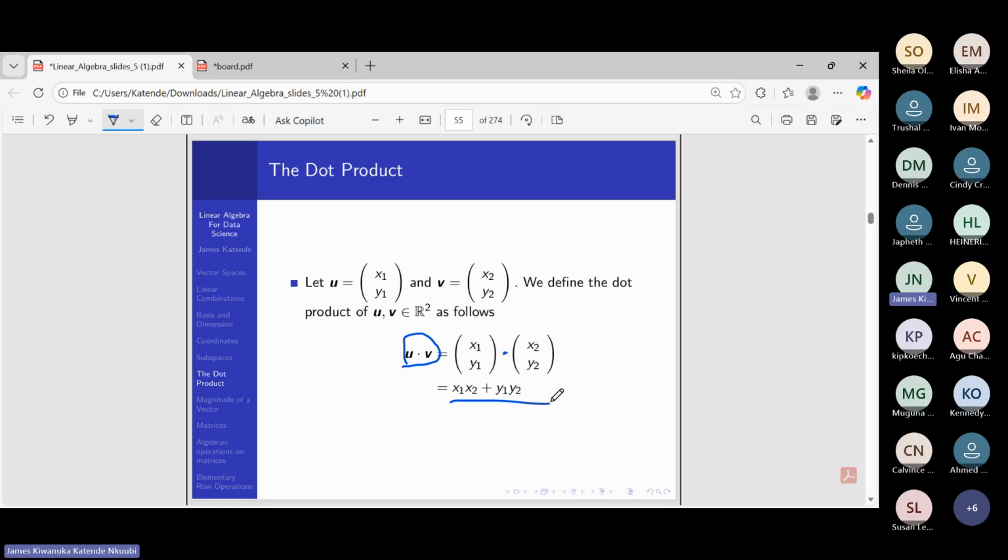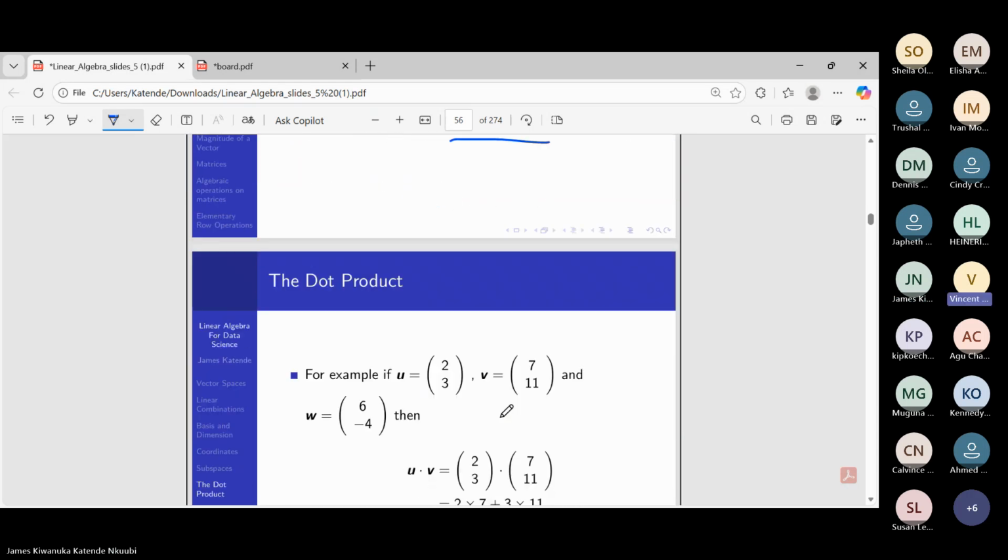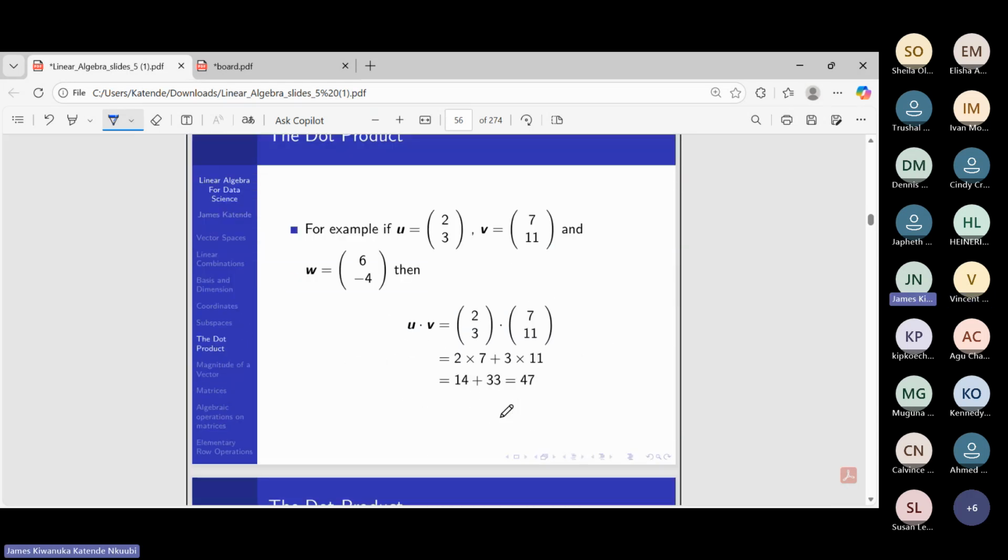Does that make sense? Here is an example. That was the definition. You can apply it to any pair of vectors that you have. I think this is self-explanatory. Simply multiply and add. Unless there's any question here. I think this is fairly self-explanatory.